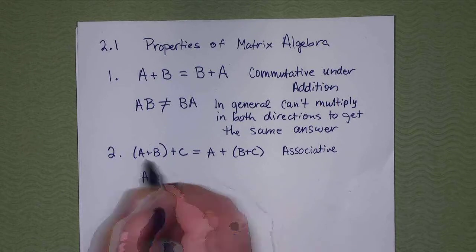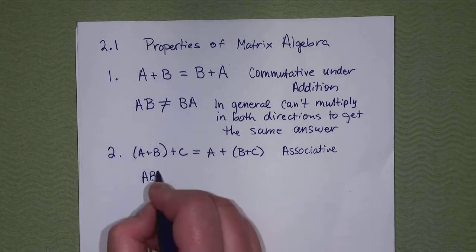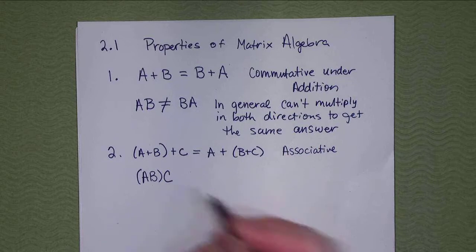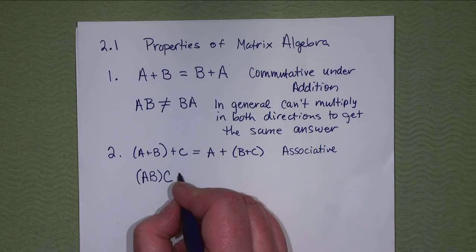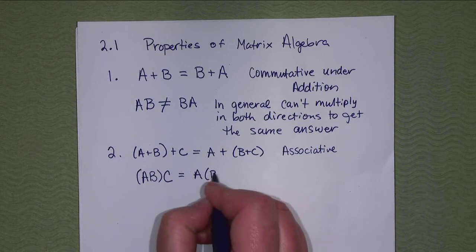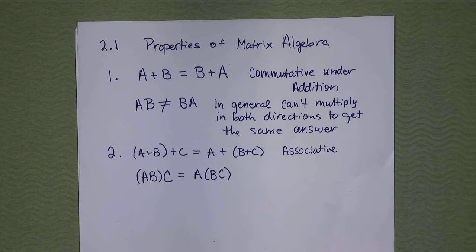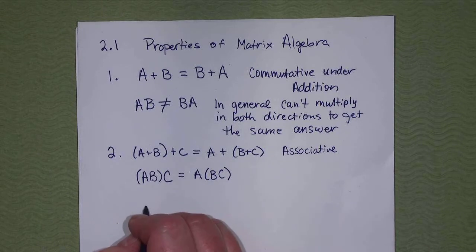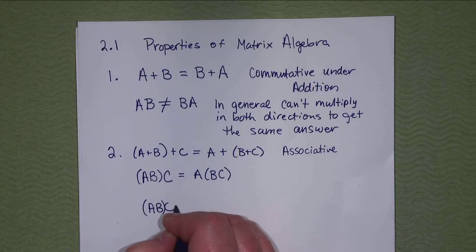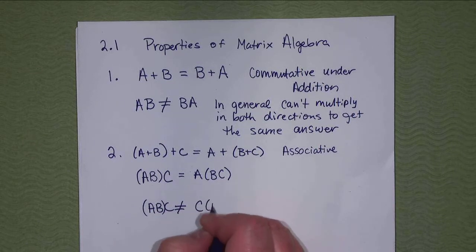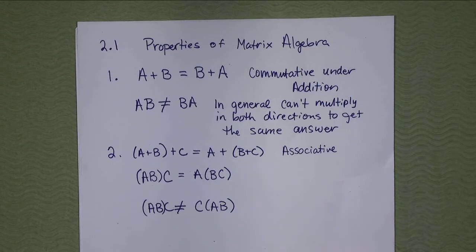So if we did A times B and then multiplied it by C, it would give us the same as A times B times C. Okay, as long as we don't change the order of A, B, and C. So for example, A times B times C would not be equal to C times A times B. Okay, so take a look at that.